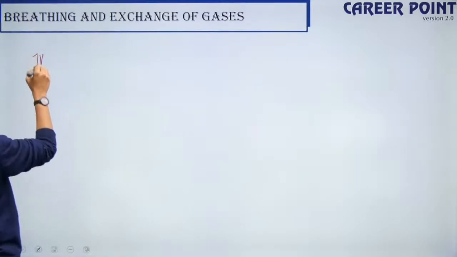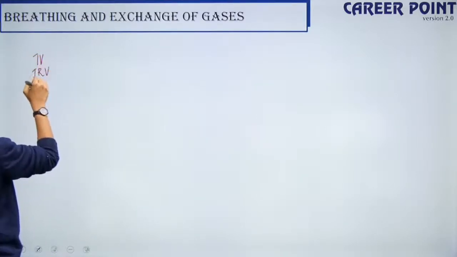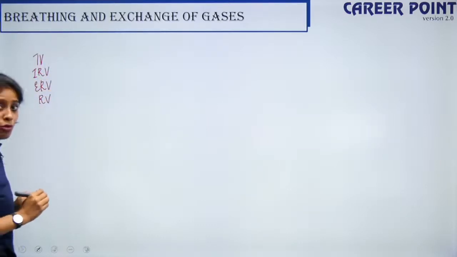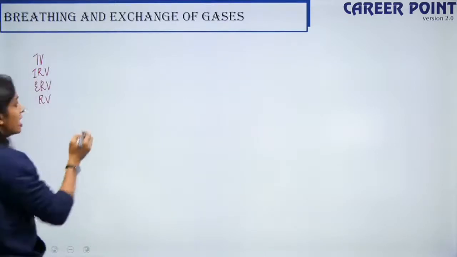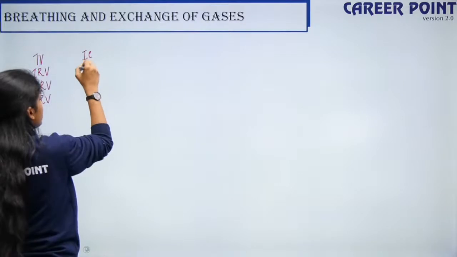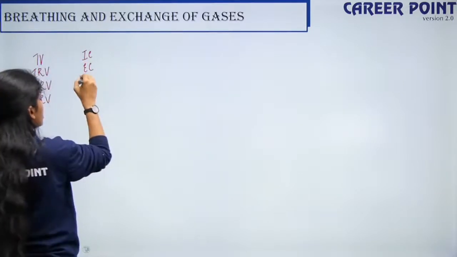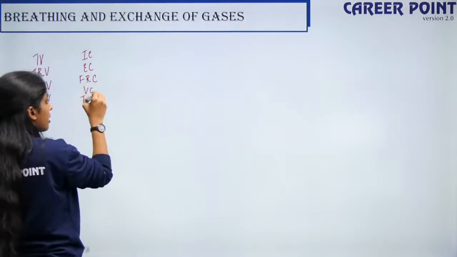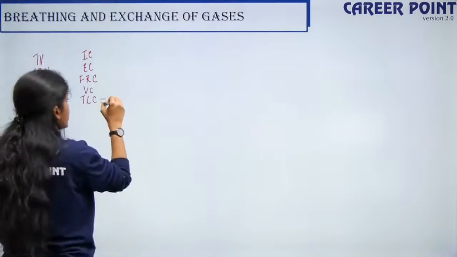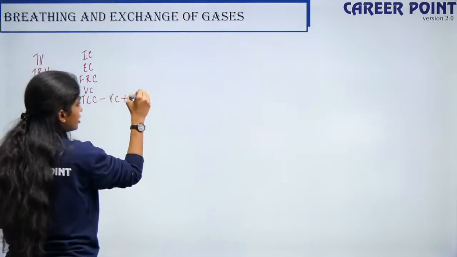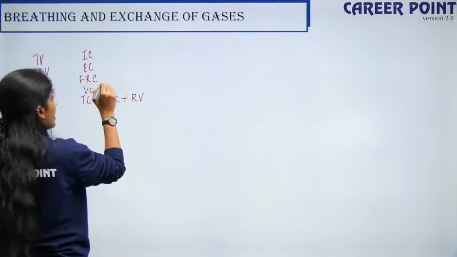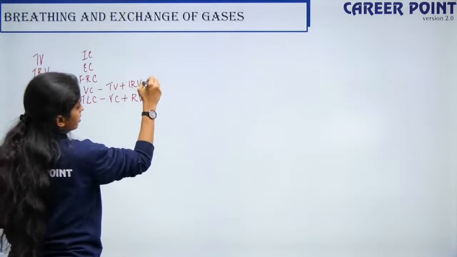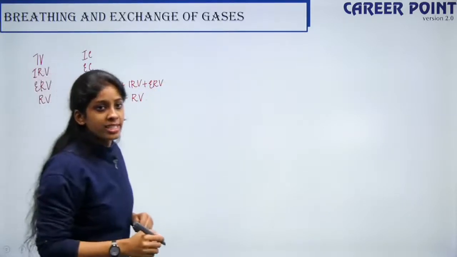So we have tidal volume, inspiratory reserve volume, expiratory reserve volume, and residual volume. So these are the four volumes. Then we have capacities: inspiratory capacity, expiratory capacity, functional residual capacity, vital capacity and total lung capacity. Total lung capacity is vital capacity plus the residual volume, right? Vital capacity is nothing but your tidal volume plus IRV plus ERV, right?